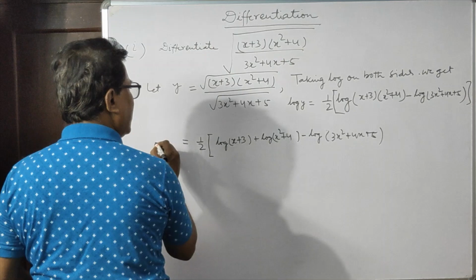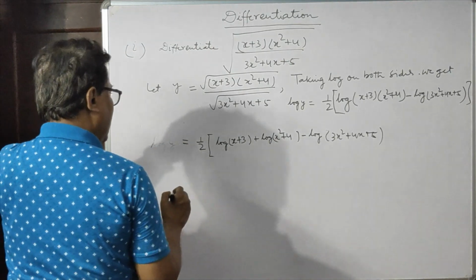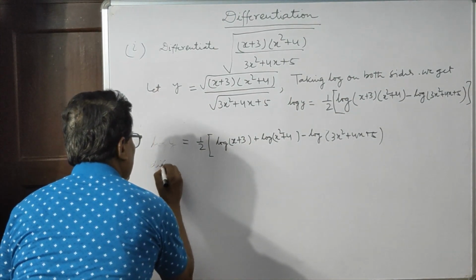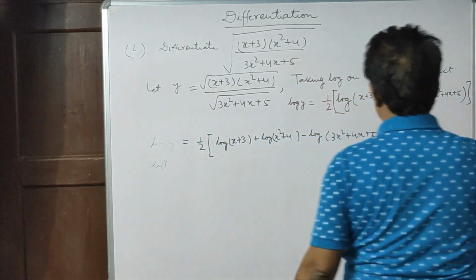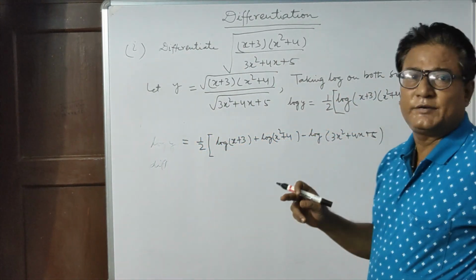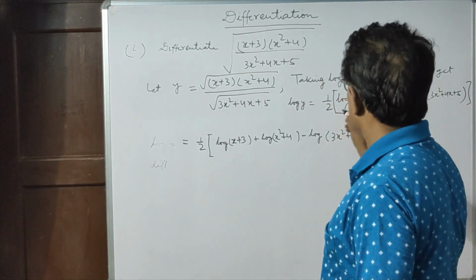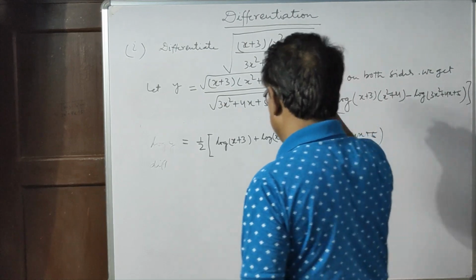Log y is equal to this much. Now we will differentiate this. By differentiating, we will get the log function. We know how we will derive the derivative of the log function. It is 1 by 2 log x plus 3 plus log x by 4.